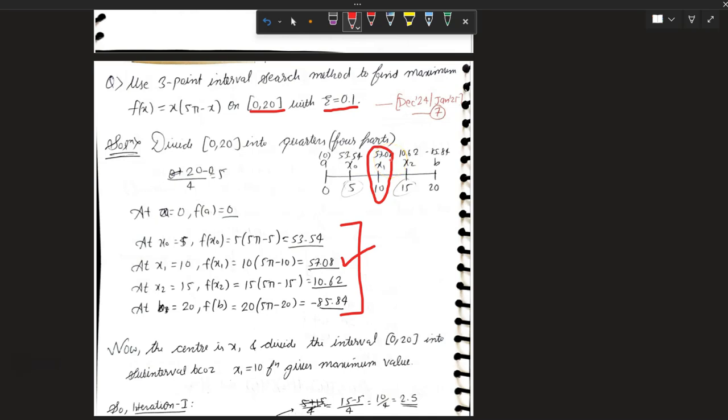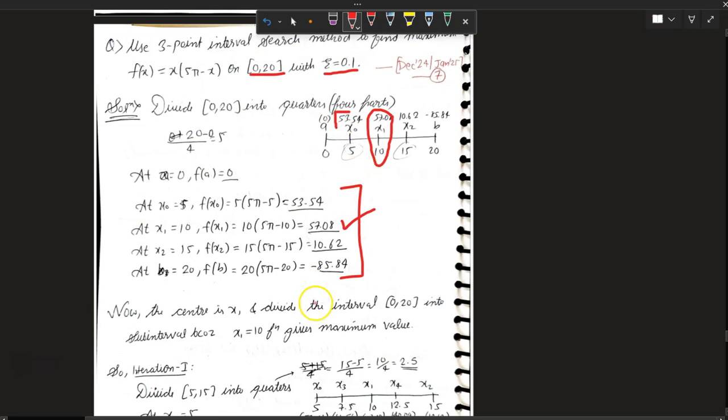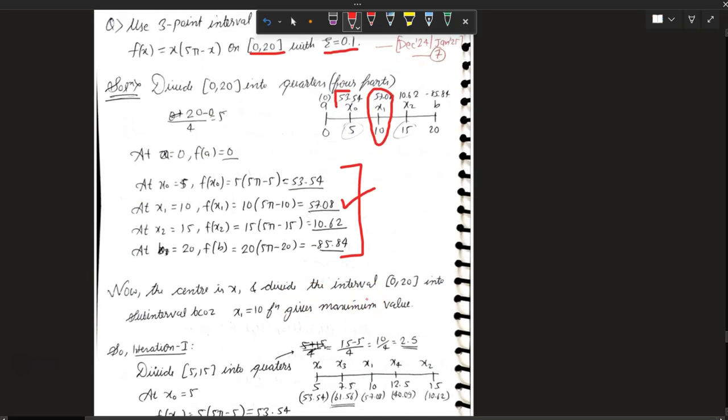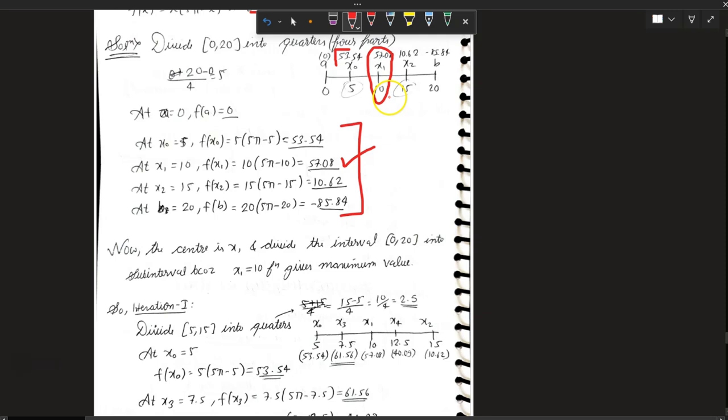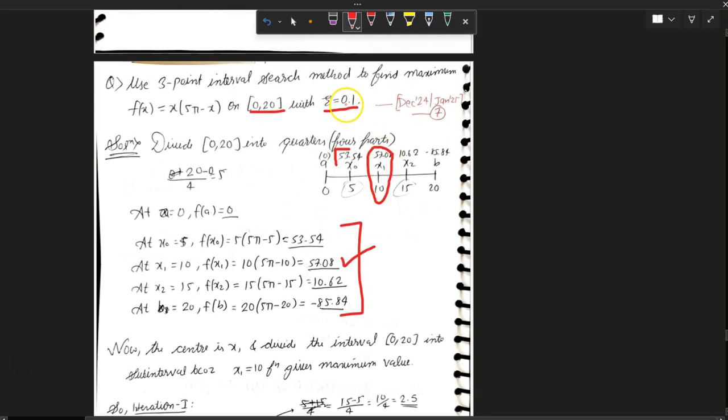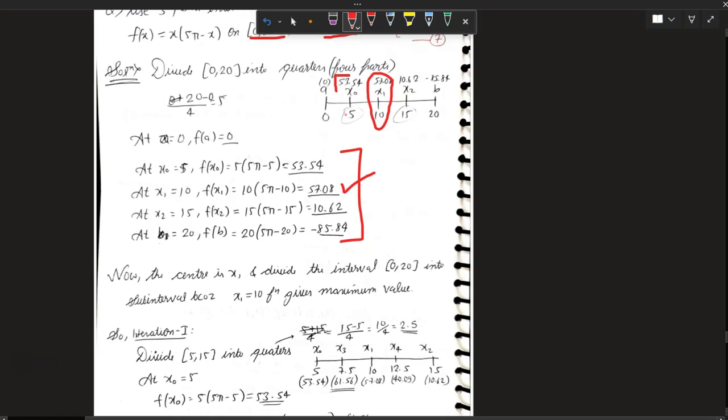And the second largest point, the second maximum point, is this one, 53.54. So you have to subtract 53.54 from 57.08, and see whether the difference is near to epsilon. If it is near to the point, you have to stop, otherwise you have to iterate one more time.